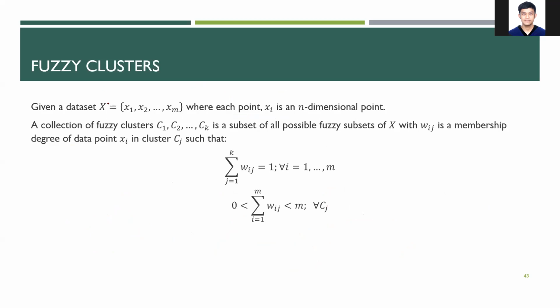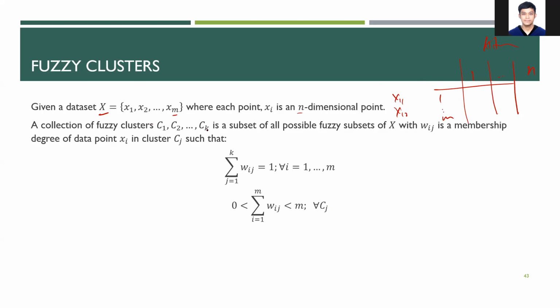We have, for example, the data set X with m data points inside the set, and n dimensions. So the data is x11, x12, like this. The attributes, or dimensions, go from 1 to n, and the data points go from 1 to m. This is the data.